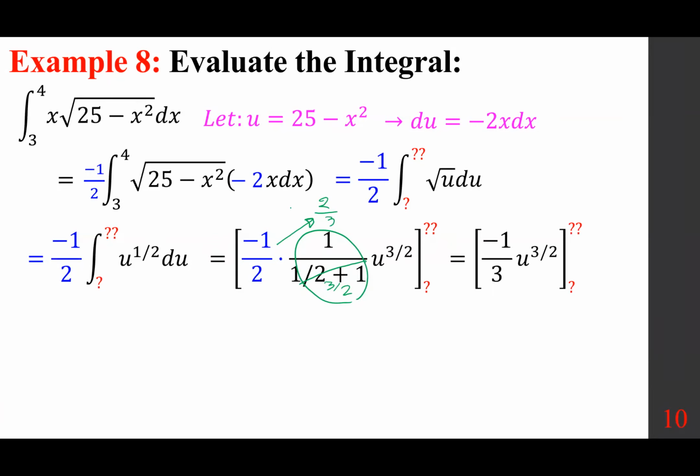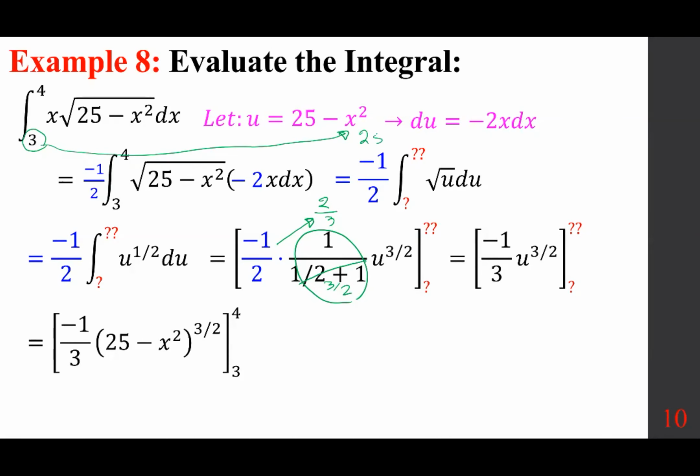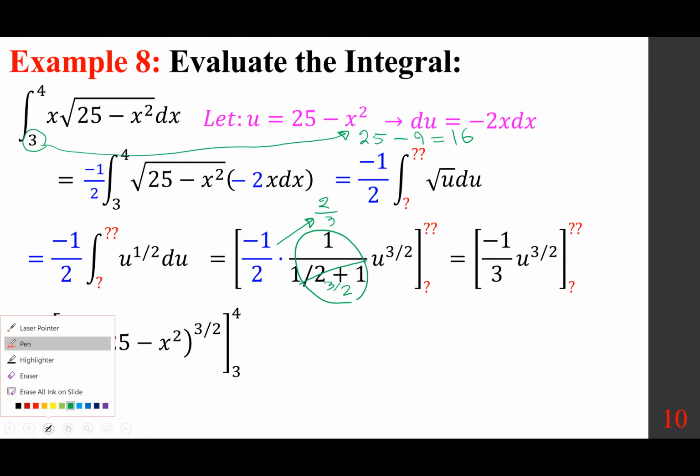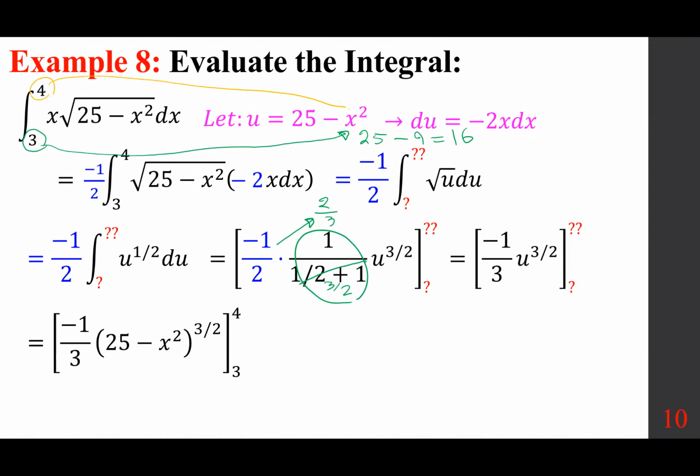I'm going to change the u to 25 minus x squared, and I'm going to go with the original limits. But what are the new limits if I want to go with the new limits? This is the lower limit. You put it here. You get 25 minus 3 squared, which is 9, makes it 16. This is the new lower limit. The upper limit is 4 squared, which is 25 minus 16 equals 9, and those are the new limits.